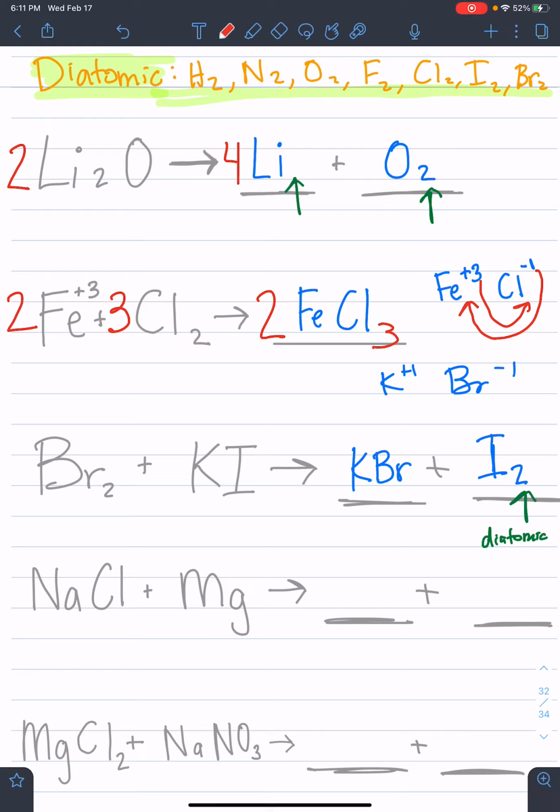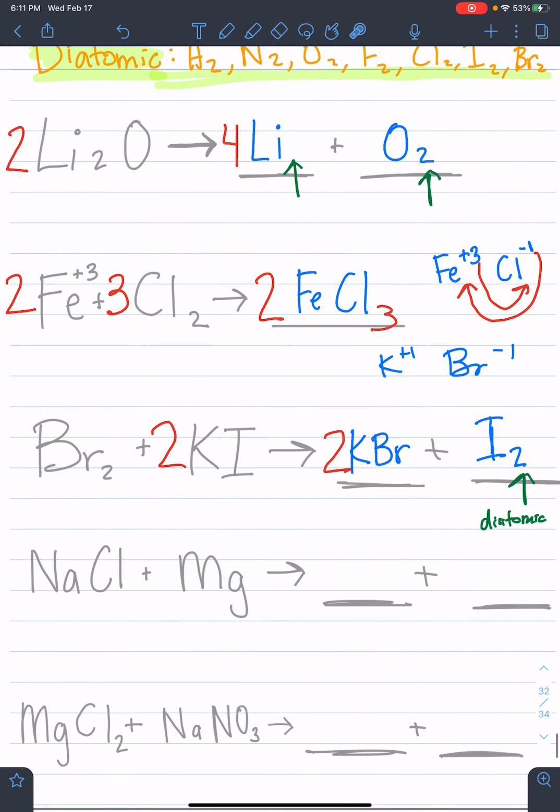So now you can just go on to balance this reaction like you normally would. You'll see on this side we have 2 Brs, so we need to get 2 Brs on this side. You'll notice that on this side we have 2 Is, so we need to get 2 Is over here. And when we do that, you'll notice that our K is 2 now, and our K is 2. So that's a balanced equation.